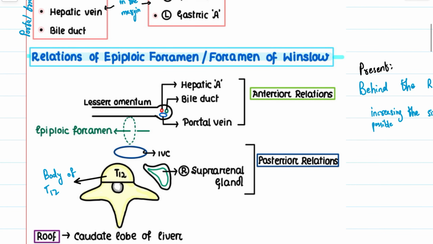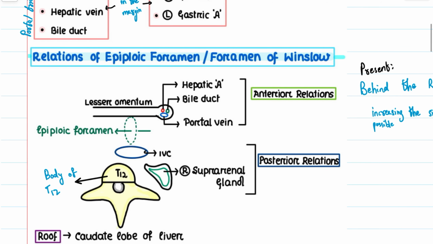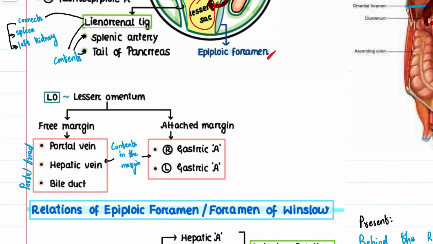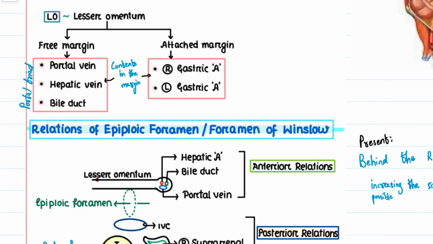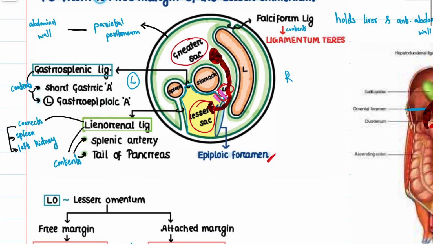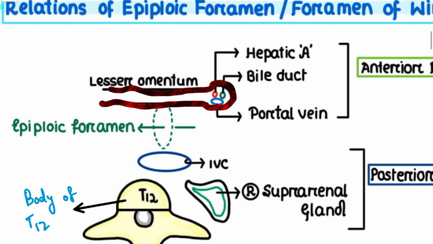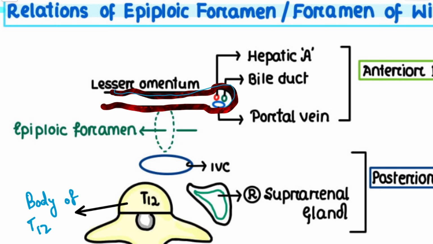Let's have another pictorial representation and understand the relationships of the epiploic foramen. So this is the lesser omentum. Okay, this is the lesser omentum, and this thing which I drew before, this part is only over here. Okay, and this epiploic foramen is present in the right free margin of the lesser omentum, right? This is the epiploic foramen.